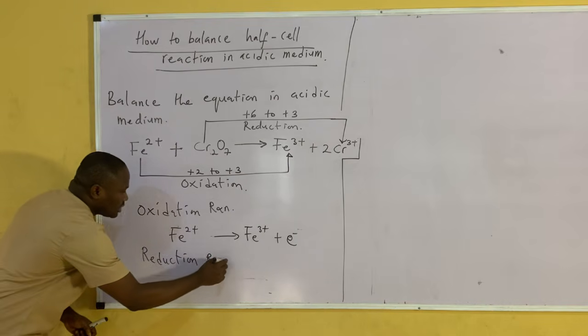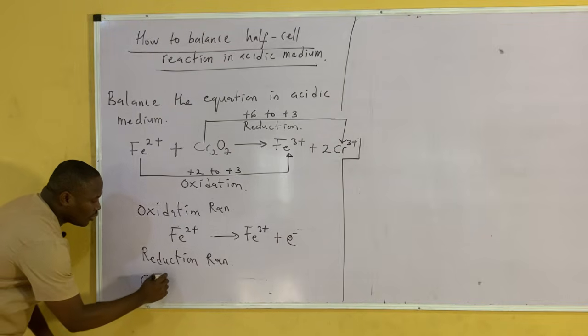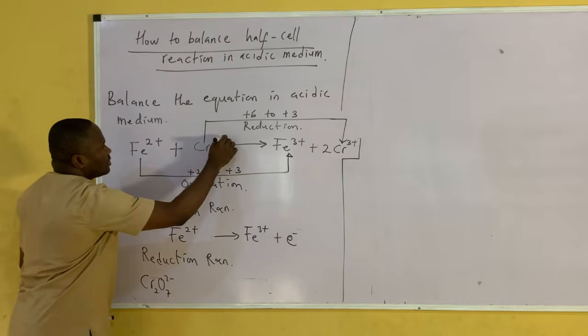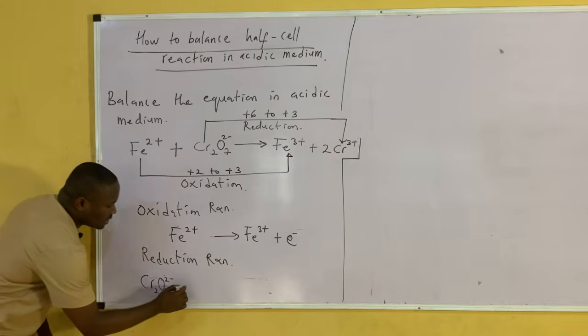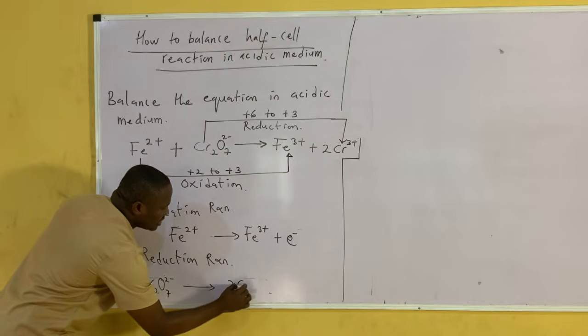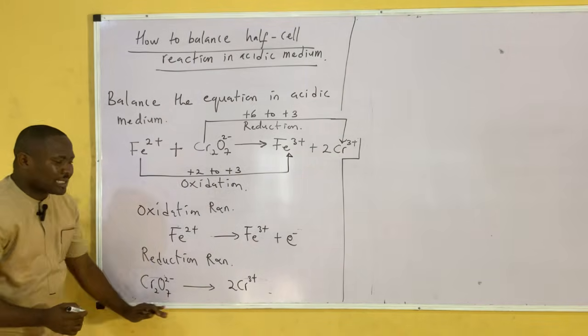Reduction reaction. What about it? Reduction reaction is Cr2O7 2-, there's a 2 minus here. It's giving us, what's it giving us? It's giving us 2Cr3+. Now remember, how did we balance this?